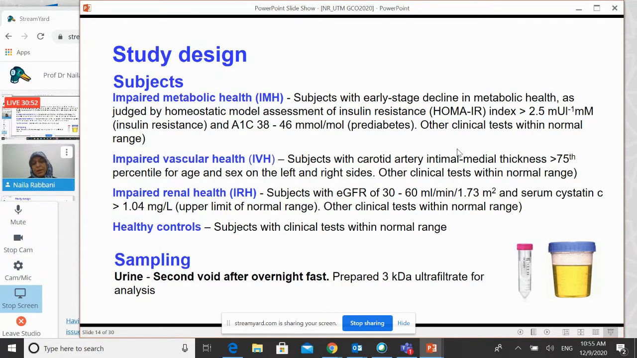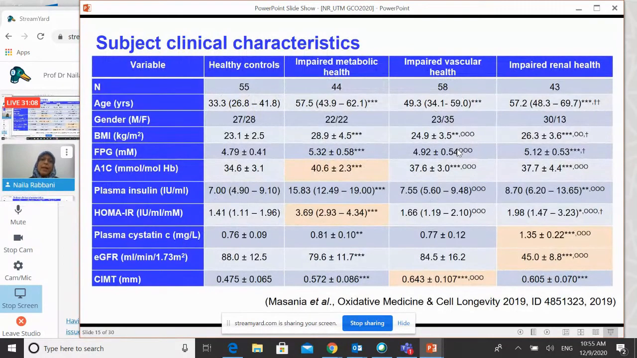So we prepared 3 kilodalton ultrafiltrate for analysis using LCMS, and we measured all the protein glycation, oxidation, and nitration biomarkers I have shown you. We measured all of them in the urine. And then we put all of these together, but this is the subject clinical characteristics, as you can see.